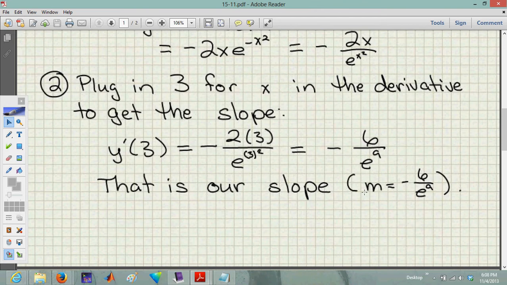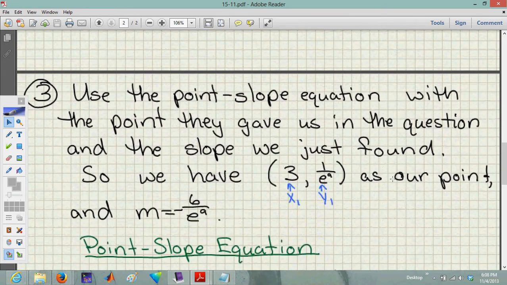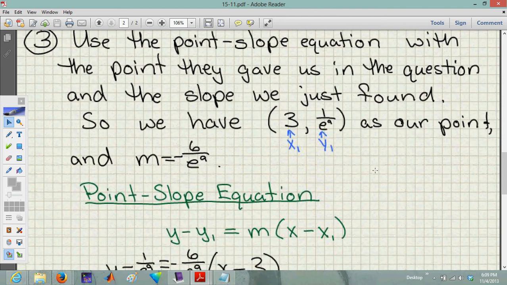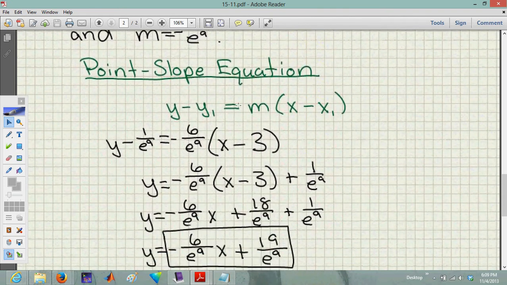So for our slope, our point slope formula, we're going to be using m equals negative 6 over e to the 9th. So that's the slope that we need. So let's keep going. So we're using the point slope equation with the point that they gave us in the question. That was this 3 and 1 over e to the 9th as our x1 and y1. And we found the slope just a second ago. That's m equals negative 6 over e to the 9th. You guys remember this equation? You should. If you don't, you probably ought to memorize it. It's just y minus y1 equals m times x minus x1.